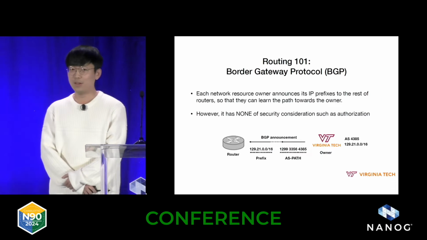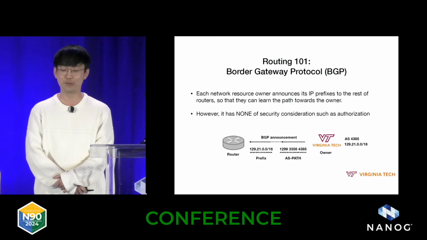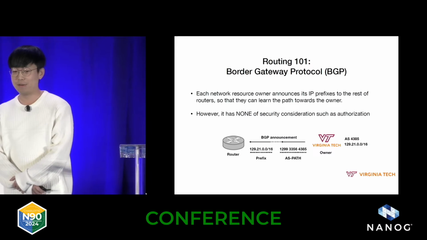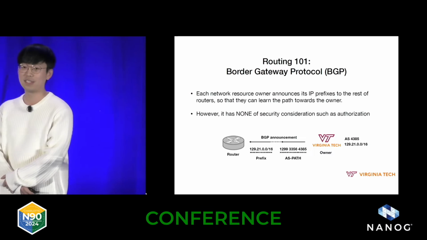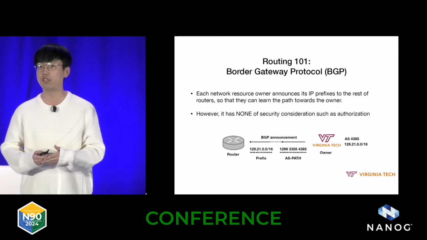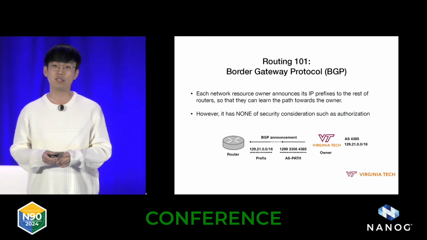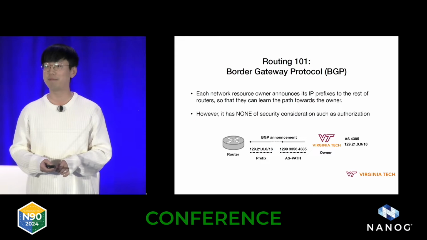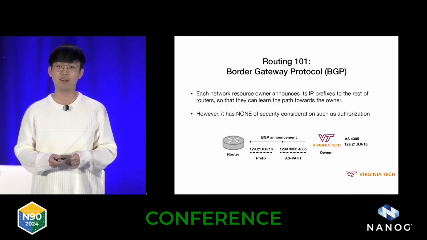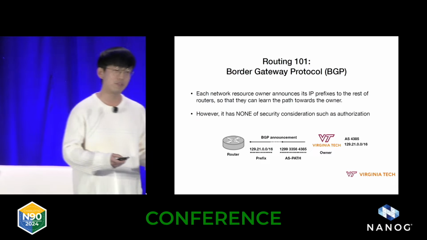For those of you who are not familiar with BGP, most of you are, I'm pretty sure, this slide is just to give you a little bit of background. Each network resource owner announces its IP prefix to the rest of the routers so that they can learn the path toward the origin. It is like breadcrumbs. However, it was introduced a very long time ago, and at the time, no security consideration was made. So theoretically, anyone can announce any prefix, which is called BGP prefix hijacking, and also sub-prefix hijacking, etc.